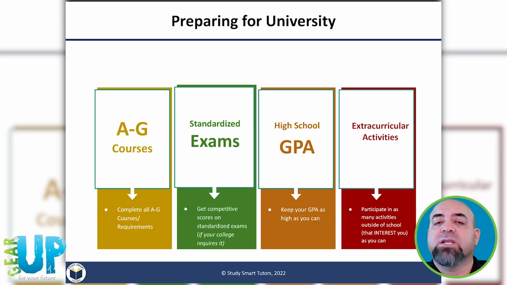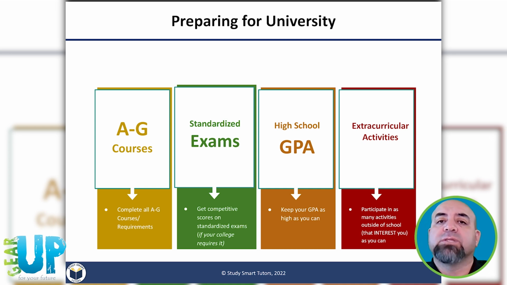There are 4 sections that every student should be looking at when preparing for a university. One of them is the A through G courses, which we already talked a little bit about. The other one is the entrance exam, so we're going to talk a little bit about those in a little bit. And then the other one is high school GPA. And then the last one is extracurricular activities.